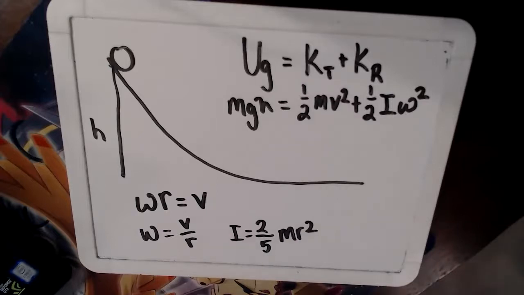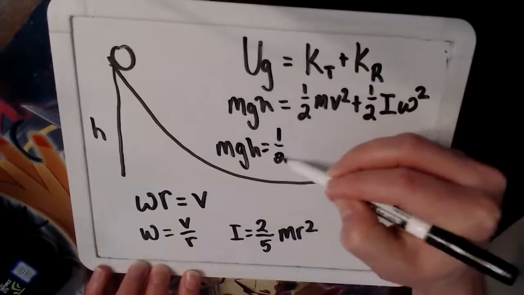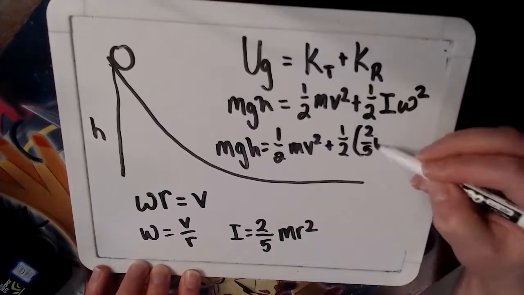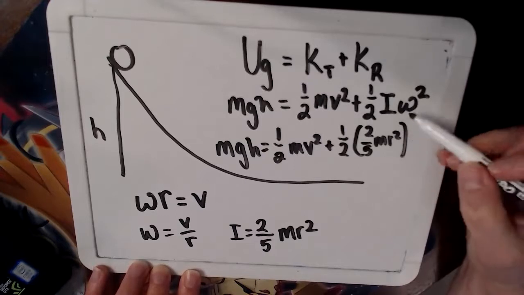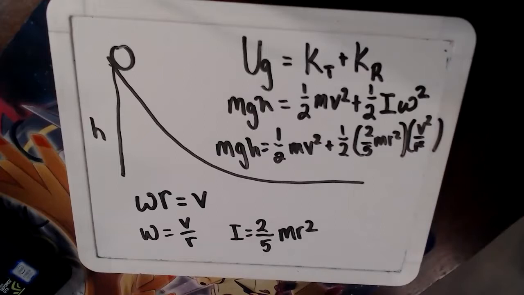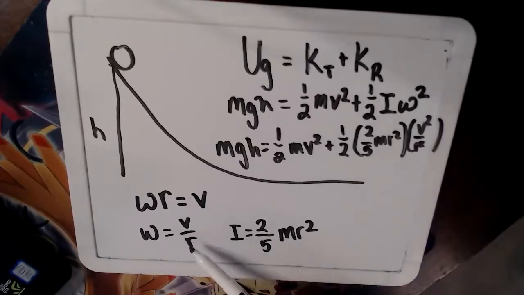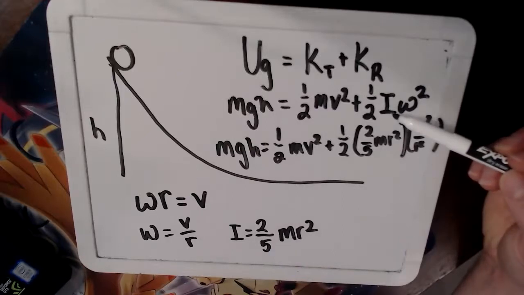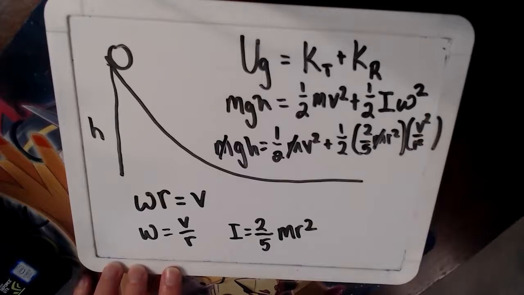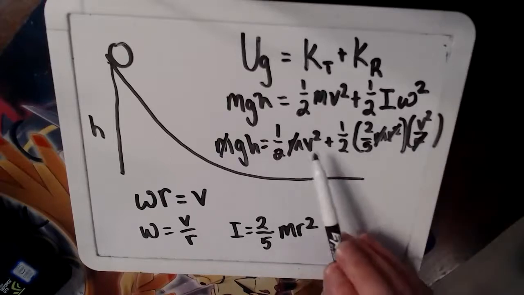And let's do some plugging in and see what we come up with. I got mgh equals 1/2 mv squared plus 1/2 times the quantity 2/5 mr squared times omega squared. But I'm going to plug in omega squared as v squared over r squared. So the I is here and the omega is here. Note that now that I've translated this moment of inertia into its base form, I can see that mass is in every term. It reduces to 1. And I can see that the radius of the object cancels out right there.